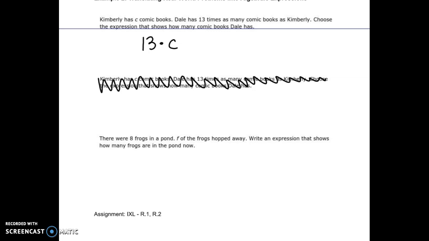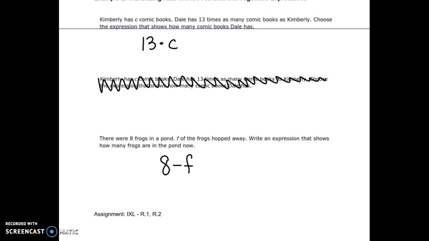So next one says there were 8 frogs in a pond. F of those frogs hopped away. Write an expression that shows how many frogs are in the pond now. So if they're hopping away, we're subtracting those from the amount that were there. So 8 were in the pond, and we're subtracting F of them. So 8 minus F.